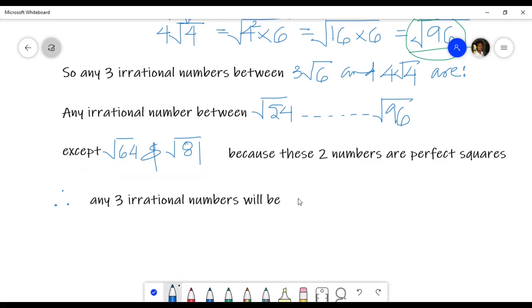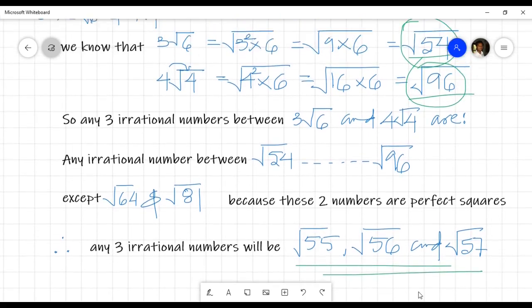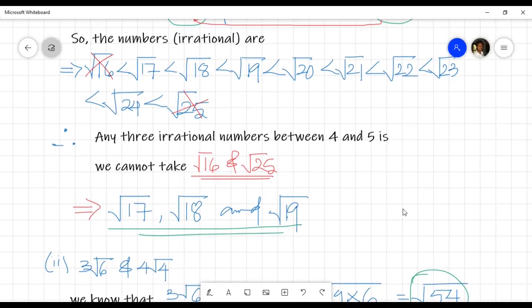So therefore any three irrational numbers will be, for me I will just pick the first three after root 54: root 55, root 56, and root 57. These are the three irrational numbers between 3 root 6 and 4 root 4. You can pick 58, 59, and 60, but any three irrational numbers which are not perfect squares.